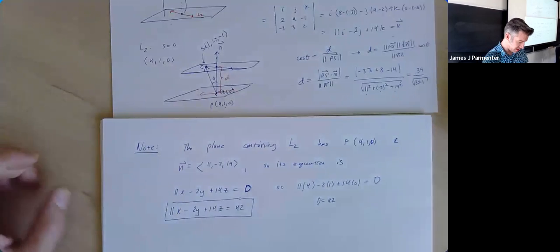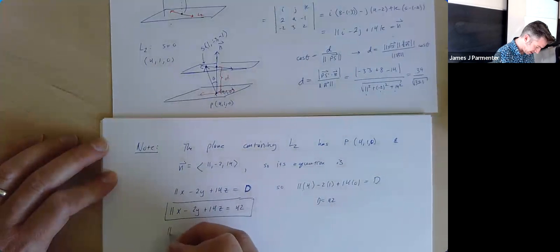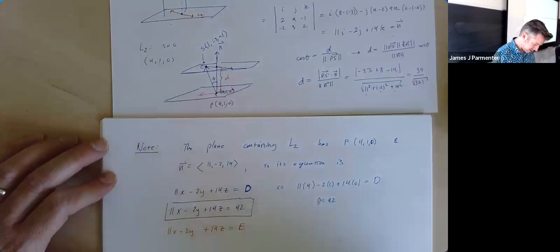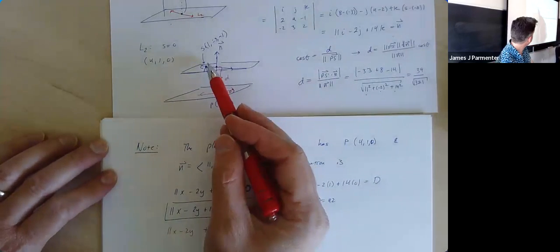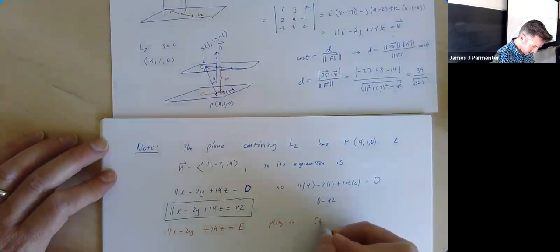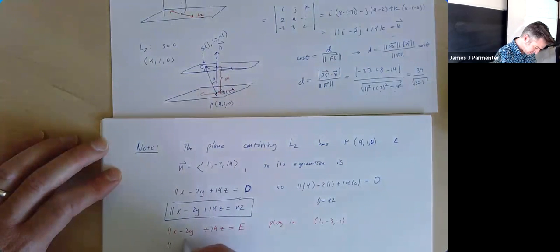Right, and the way you find the other number is you would say, well, I have 11x minus 2y plus 14z equal to some other number. Let's call it e because I already used d, and then you would plug in the point S you had from the other plane. So then we're going to plug in 1, -3, -1, and we'll get 11 plus 6 minus 14 equal to e. So e equals 3. So then the equation of that would be 11x minus 2y plus 14z equal to 3.